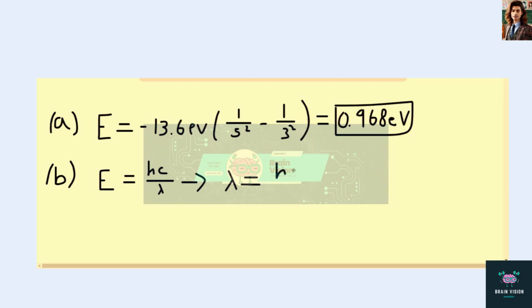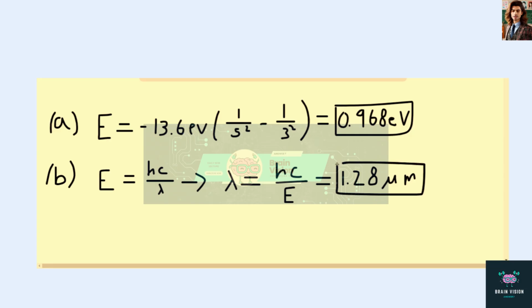Since our energy is in units of electron volts, we want to use a value of Planck's constant that has units of electron volt seconds instead of joule seconds. In electron volt seconds, Planck's constant is 4.1357 times 10 to the minus 15 electron volt seconds. The speed of light is still in meters per second, so it's 3 times 10 to the 8 meters per second. Carrying out this calculation, we find that the wavelength is 1.28 times 10 to the minus 6 meters, or 1.28 micrometers. You can write it either way. I'm going to write it as micrometers, but you could also write it as 10 to the minus 6 meters.